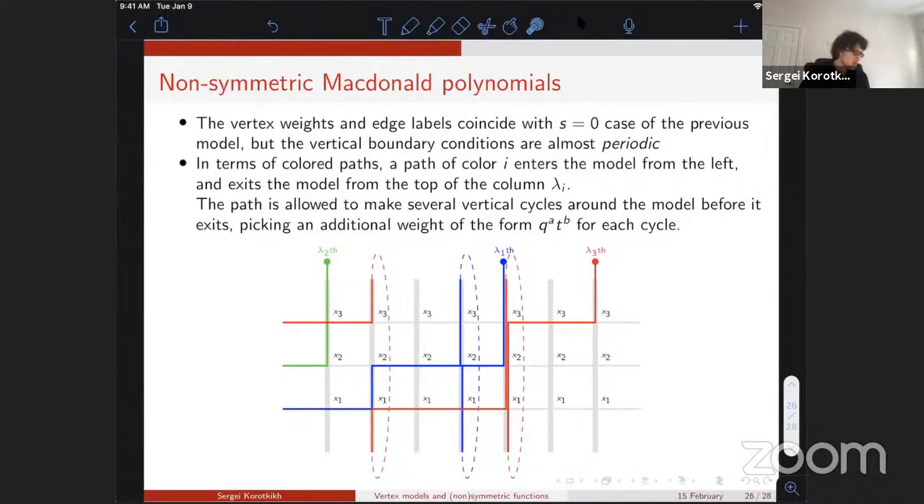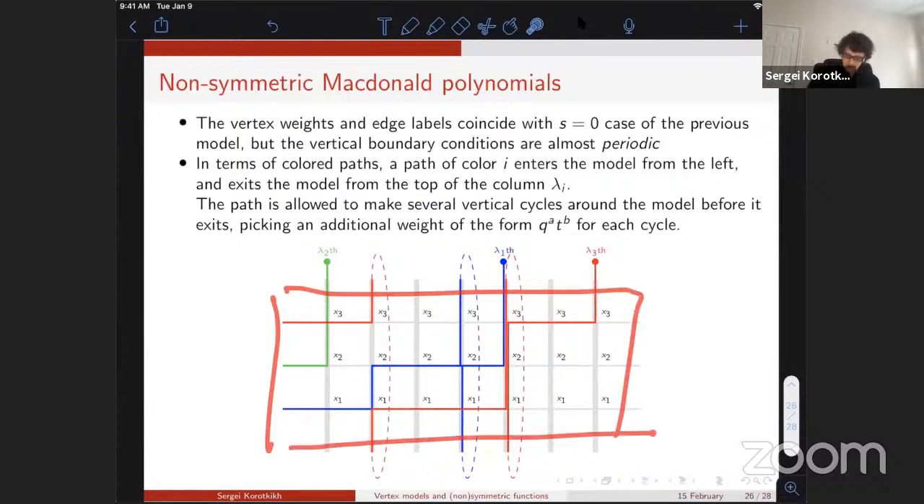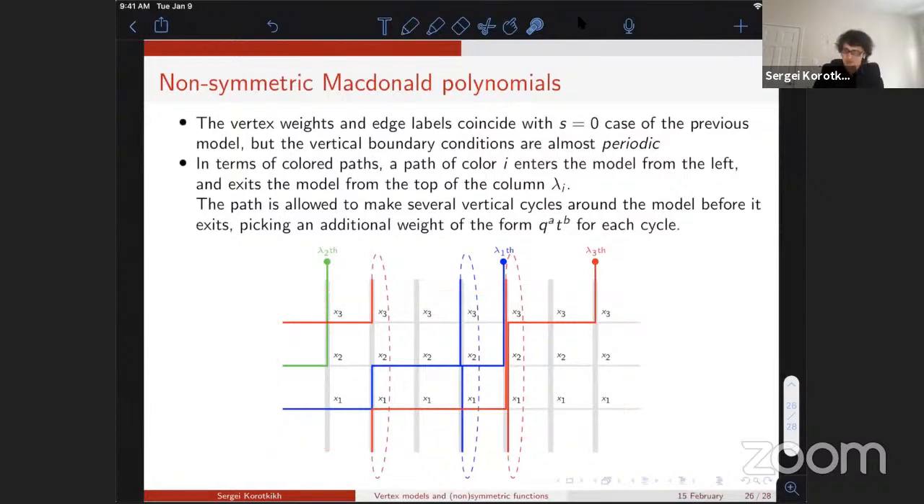So there exists a vertex model for Macdonald functions, but unfortunately, compared to all the previous instances, in this case our understanding of this model is much worse. So let me first describe the model. The model looks almost the same as the previous one.